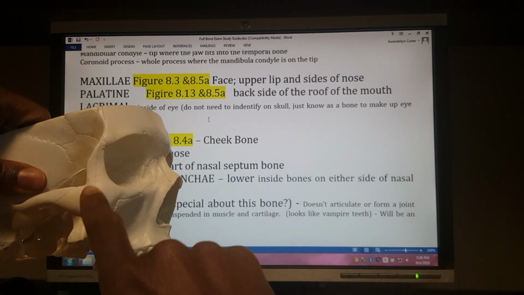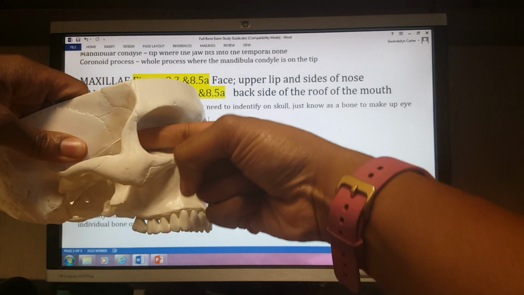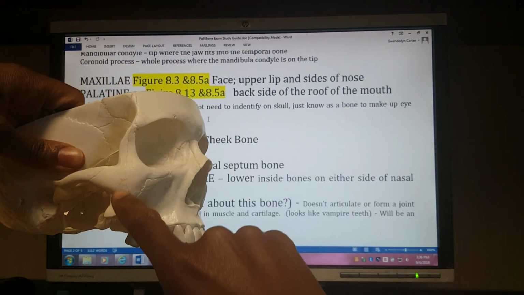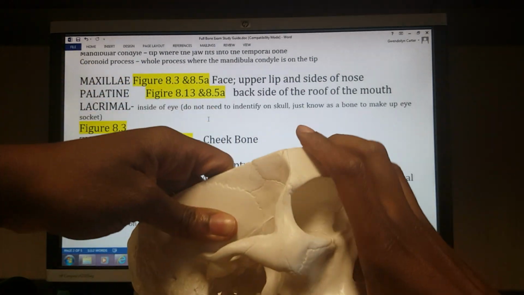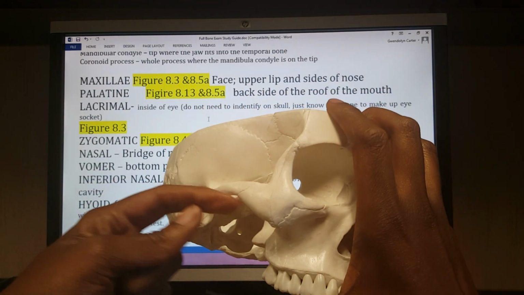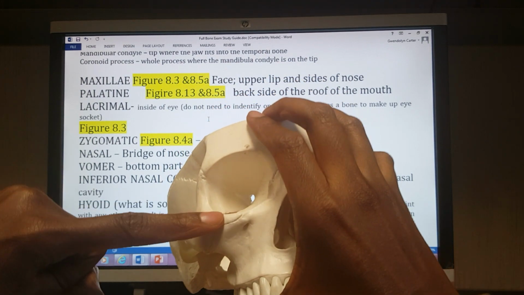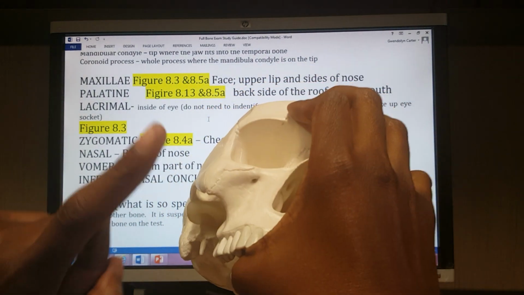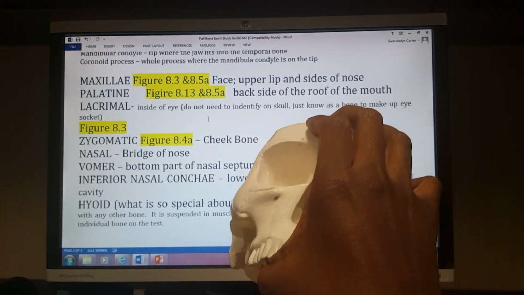Zygomatic is on the cheekbone, so that's this portion here. So that's this process here. There's a temporal process that sticks out towards your temporal bone. Zygomatic process goes toward your zygomatic bone. It also has a maxilla process going towards the maxilla bone. And your maxilla, that's what I was mentioning. Maxilla bone also has a zygomatic process going towards the zygomatic bone.